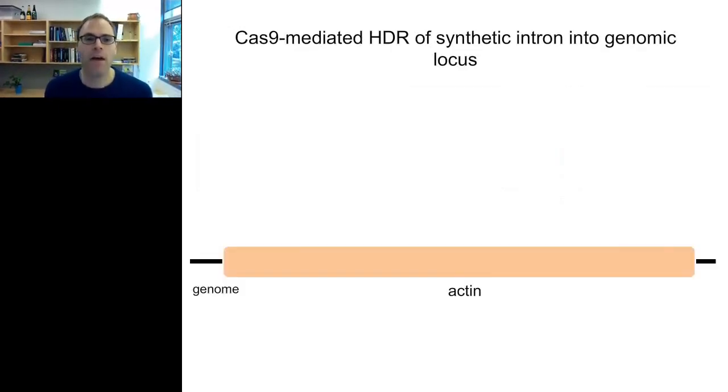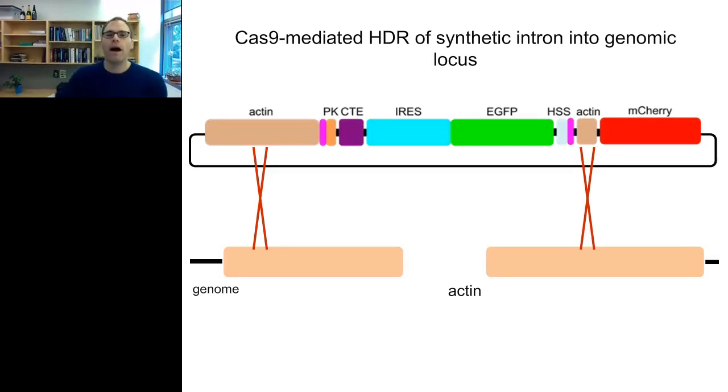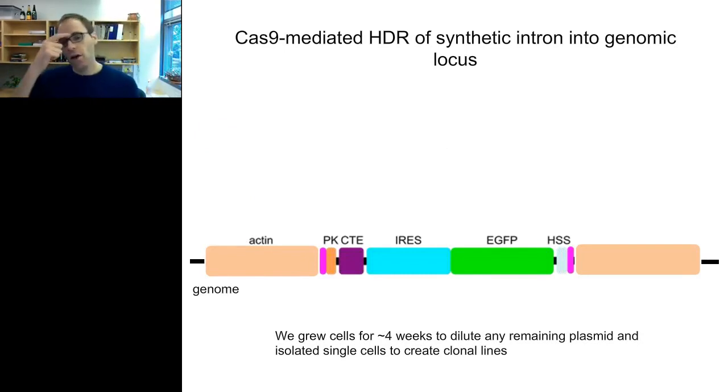And so the next step was to ask, could we make this work in a genomic context? So we did the obvious thing, which is take our actin construct and use Cas9-mediated HDR to recombine this construct into the genome. So now what we have is a population of cells in which we replaced the third intron of actin with our synthetic intron cassette. Note that mCherry has been completely removed from this genomic synthetic intron construct. So we isolated a bunch of cells, grew them up for 4 weeks to dilute any remaining plasmid, which of course will still express both markers, and then isolated single cells to create clonal lines.